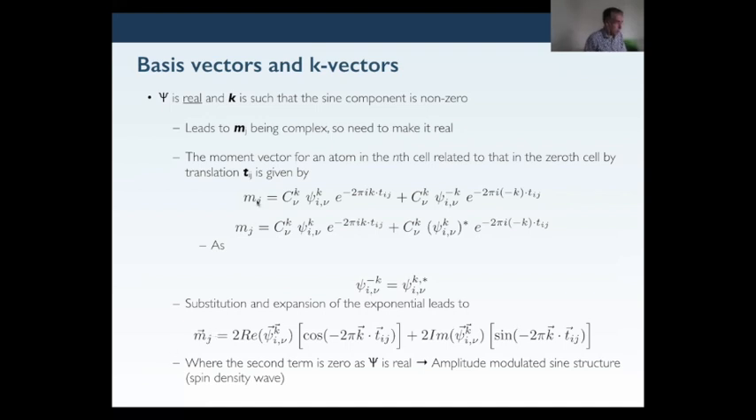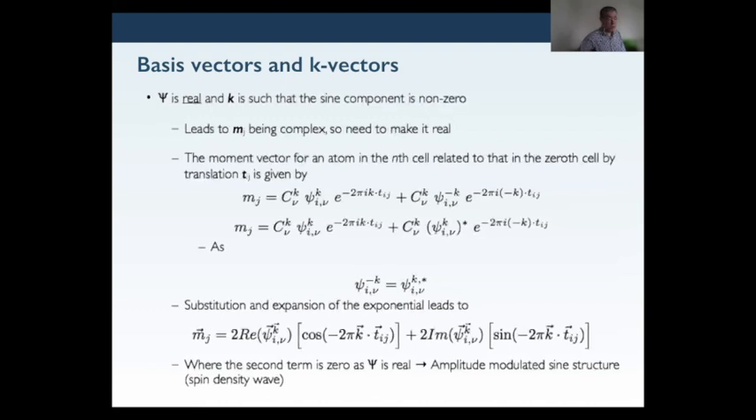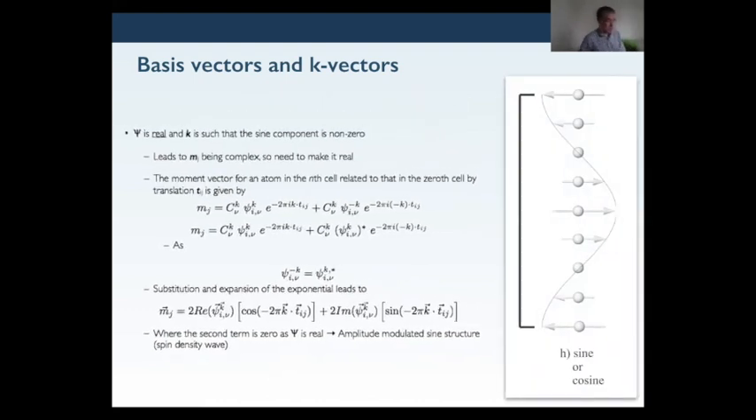If we substitute these two parts into our expression, we're going to have the magnetic moment as being 2 times the real part of the basis function, cosine minus 2 pi k dot t, plus 2 times the imaginary part of the basis function multiplied by sine minus 2 pi k dot t. Where the second term is 0, so this corresponds to the basis function psi being real, then again we end up with just this real part here, which will be modulated according to a cosine structure. So we have 2 times the real part of the basis function being modulated by a cosine wave. So this creates a spin density wave, often called a sine structure, but really it's actually a cosine structure if you take this particular formalism.